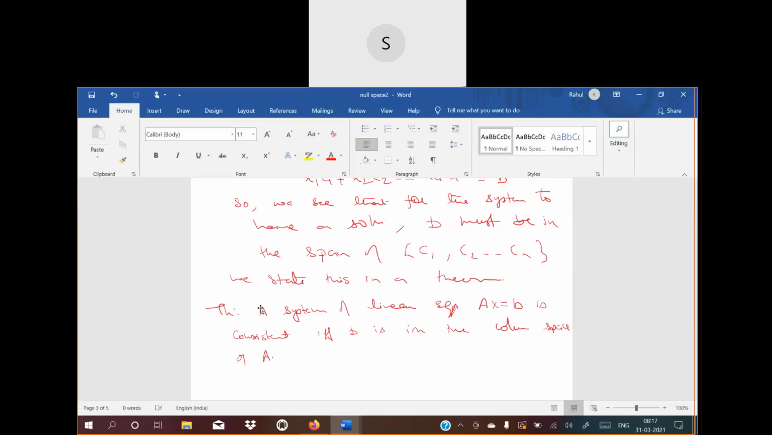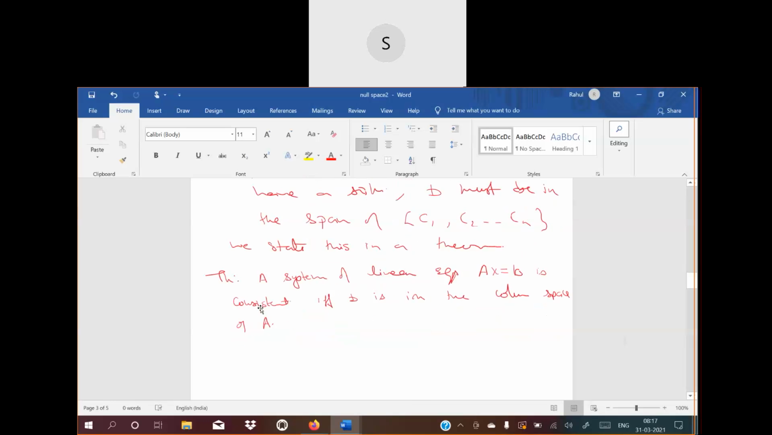So in the case of null space, our system of equations becomes Ax equal to 0. I am coming to that. And in column space we are on Ax equal to b. So we are saying this system will have a solution if and only if b is in the column space of A.